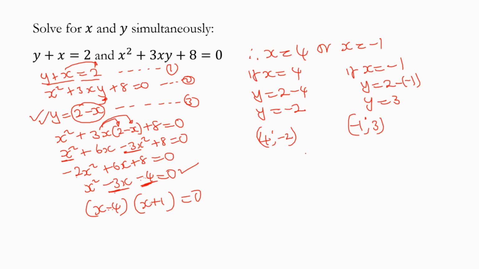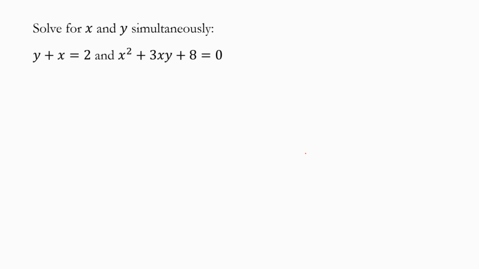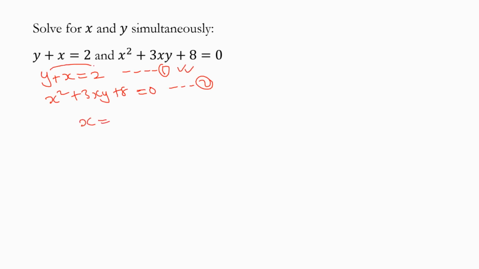Let's isolate x. We must get the same answers. So if we isolate x, let's write the equation first. y plus x is equal to 2, that's equation 1. Then x squared plus 3xy plus 8 is equal to 0, that's equation 2. Let's isolate x here. So it becomes x is equal to 2 minus y. That's equation 3.